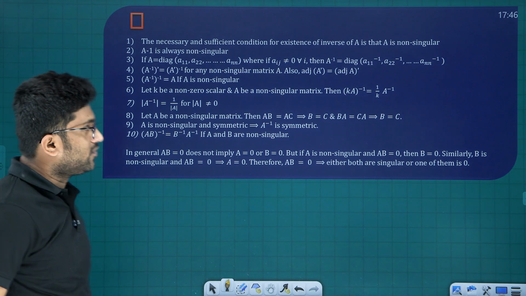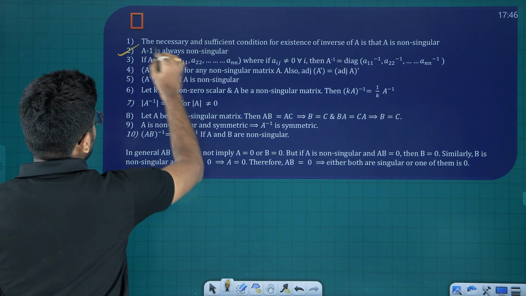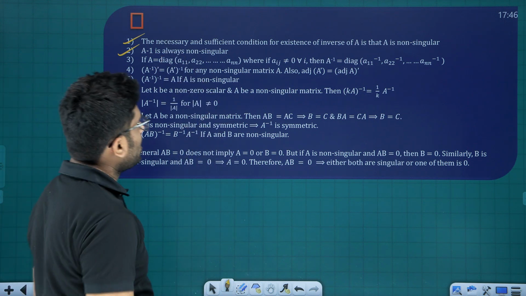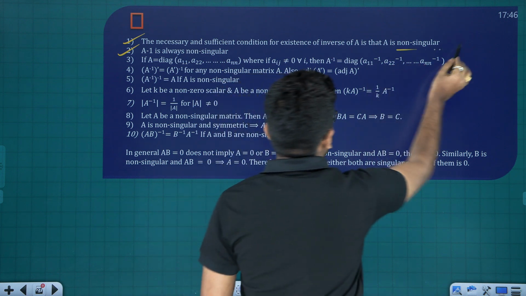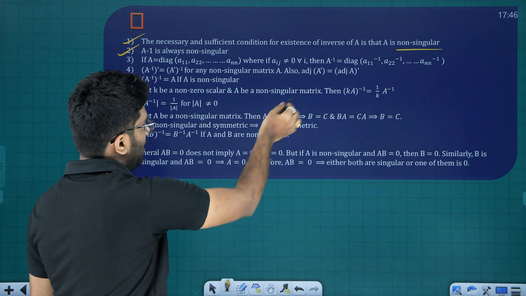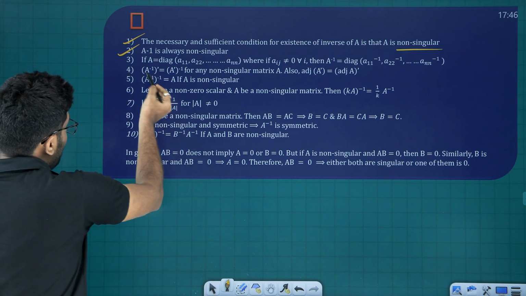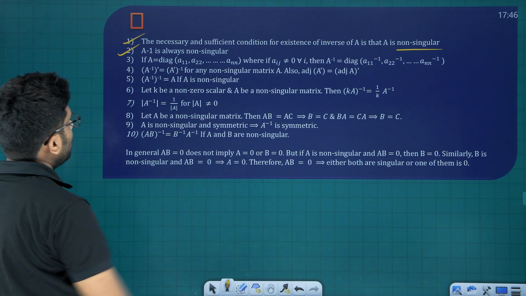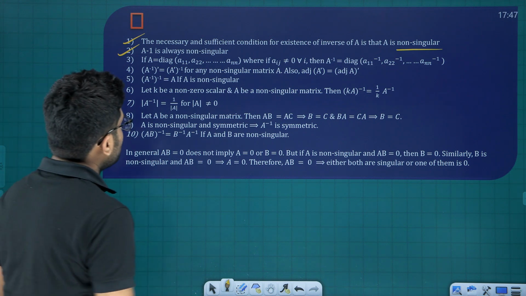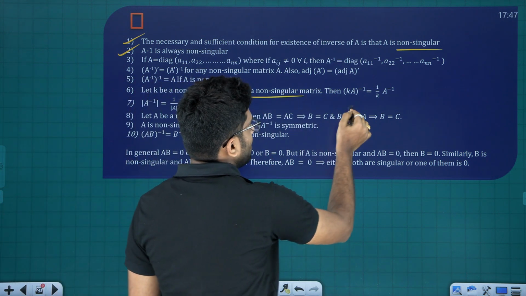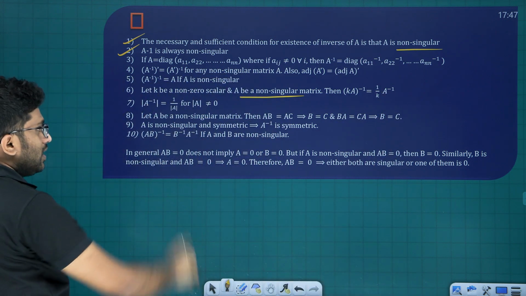We'll see some properties of inverse and adjoint, friends. Now A inverse will always be non-singular. The first condition: the necessary and sufficient condition for the existence of an inverse is that it should be non-singular. If it is a diagonal matrix, then A inverse is just the reciprocal of the diagonals. A inverse whole transpose is equal to A transpose whole inverse. A inverse whole inverse is A itself. Let K be any non-zero scalar and A a non-singular matrix, then KA whole inverse is 1 by K into A inverse. Determinant of A inverse is 1 by det A.